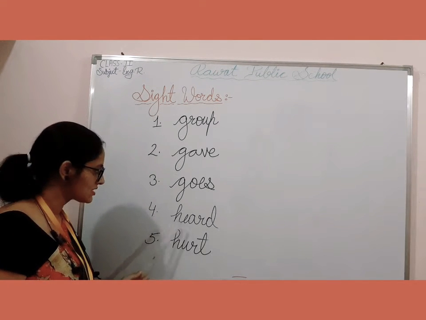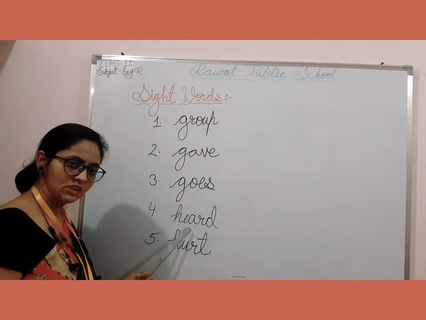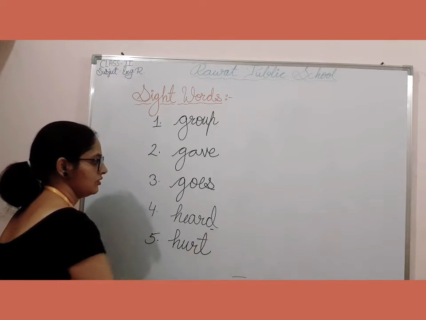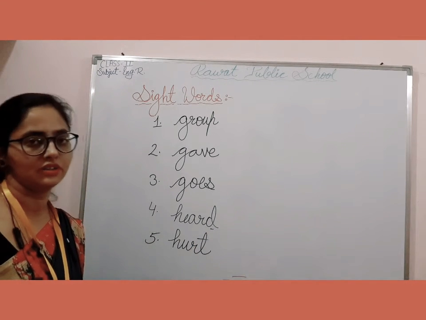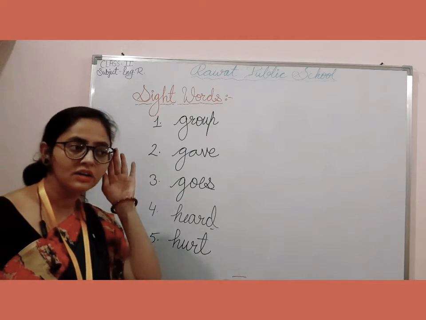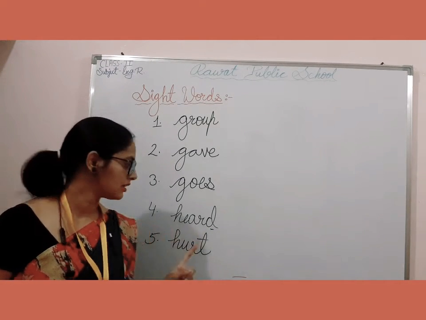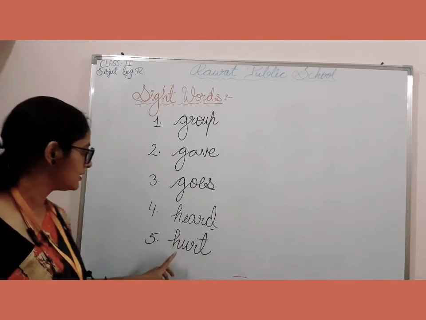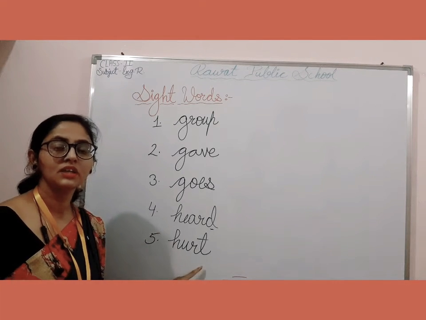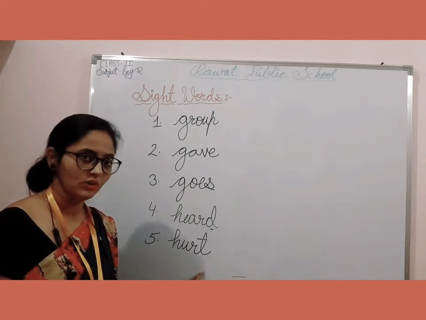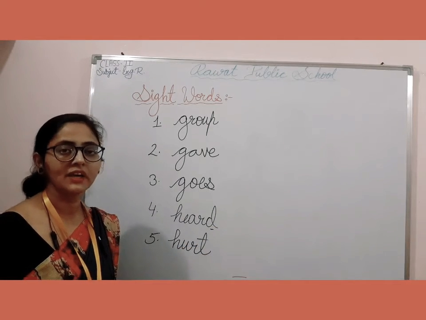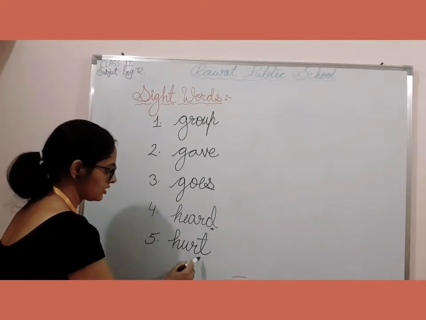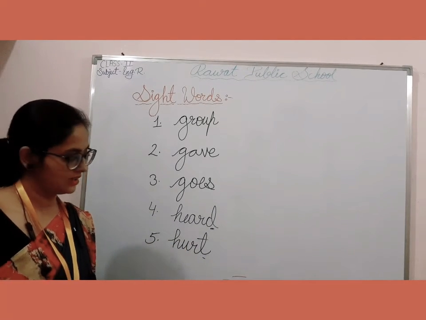The fourth word is H E A R D. D is here. Heard. Heard means I heard, मैंने सुना है. I hear, heard. सुनना. I heard. And this is H-U-R-T. Hurt. Hurt means चोट लग जाना. Both words are different and the pronunciation is also different. Heard, D. Hurt, T. Understand?